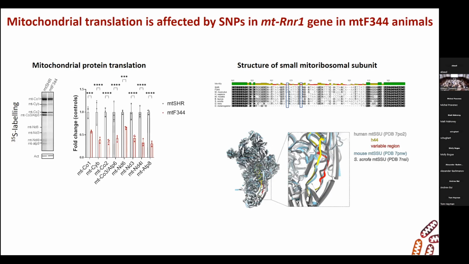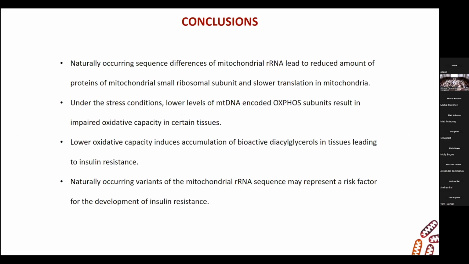The Fischer variant of the mitochondrial Rnr1 gene, which codes for mitochondrial-encoded 12S ribosomal RNA, harbors two single nucleotide polymorphisms localized in the small ribosomal subunit, which are important during assembly of mitoribosomes. So, in conclusion, naturally occurring sequence differences in mitochondrial ribosomal DNA reduce the amount of proteins of the mitochondrial small ribosomal subunit and slow translation in mitochondria.